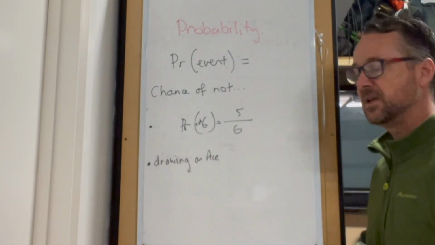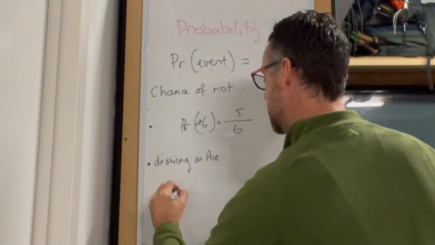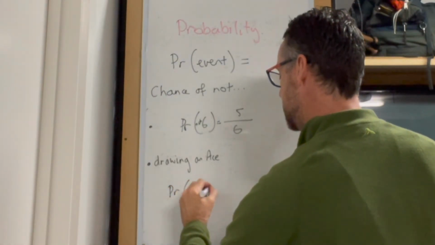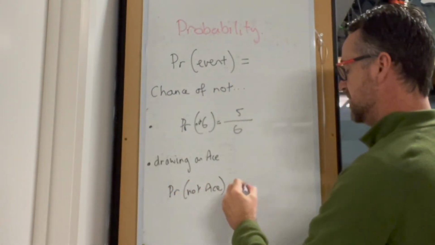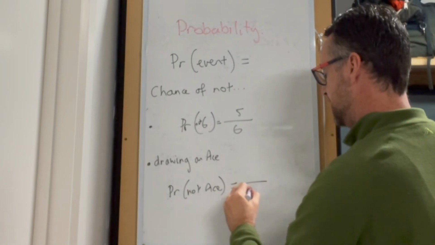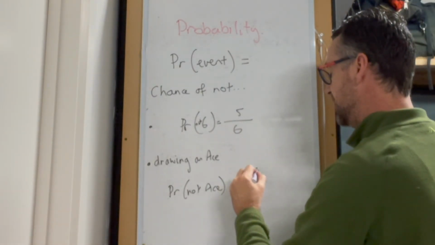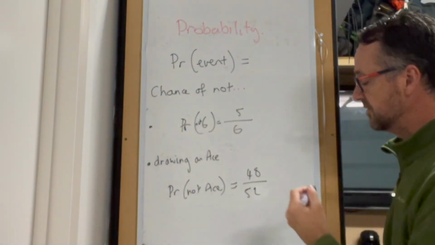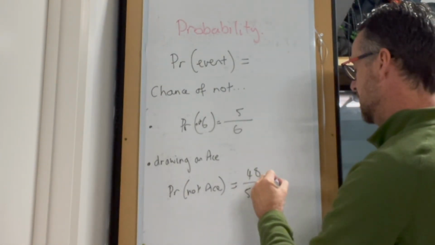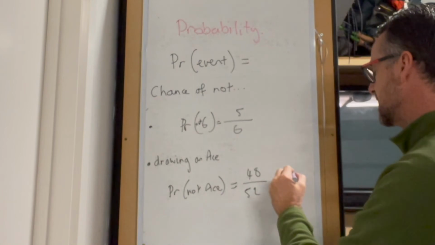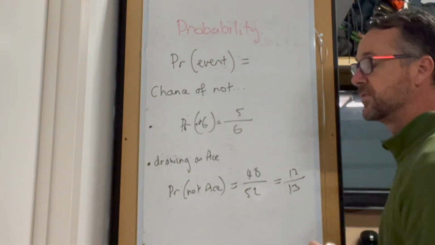And we can do the same thing for an ace, so the PR of not ace is going to be out of 52 cards, and out of those 52 cards, there are 48 of them that are not an ace. So you've got a 48 out of 52 chance of getting that. That's going to be a 12 out of 13 chance.